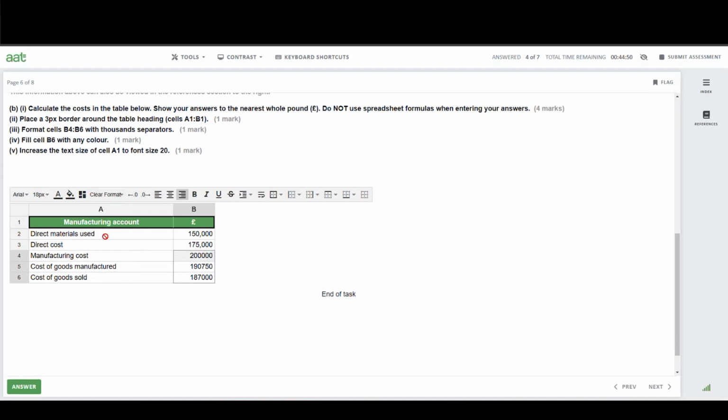Let's clear the format on those and let's put it back in again as thousands. So now our numbers look like the rest of the numbers in the table. There's just a 1,000 comma separator included.